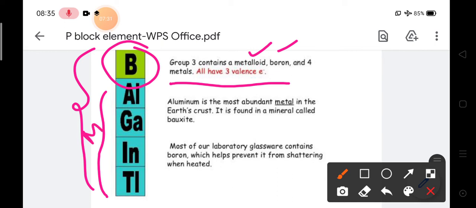And as I told you, group number 13 means the last digit is 3, so the number of valence electrons will be 3. So all have 3 valence electrons. Okay, so this proves I am right. I have done a good trick.